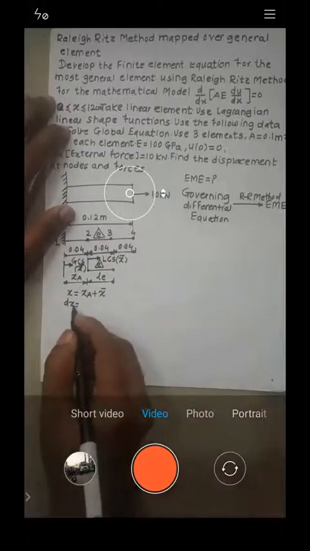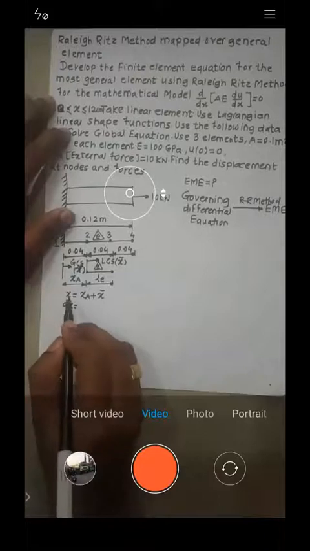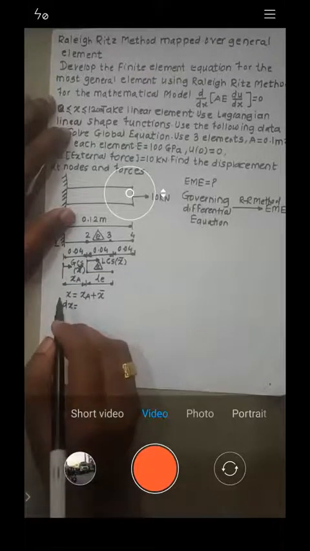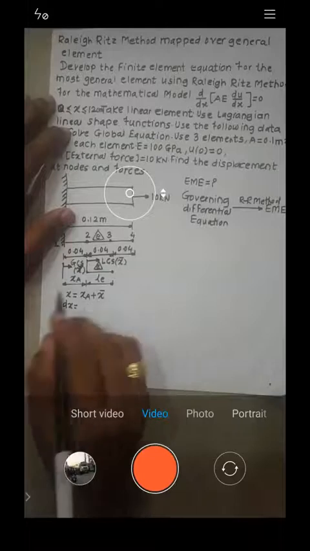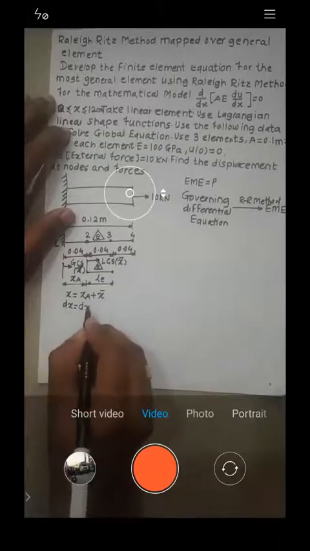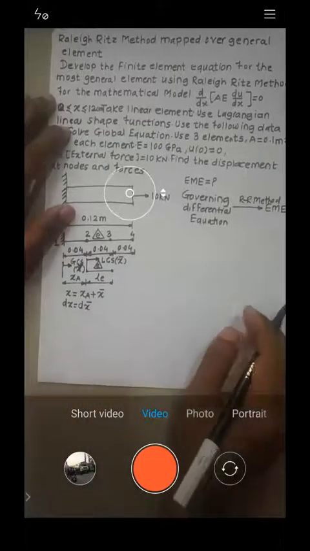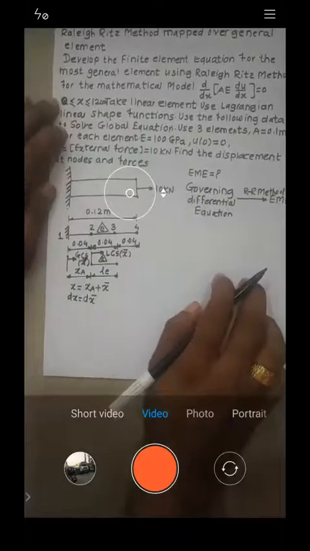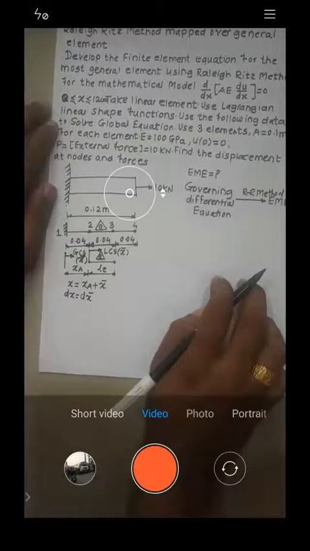Now see, if I take the derivative of x, what is the derivative of x? This xa is a constant value, and the derivative of x bar is dx bar. Is it okay? Derivative of x bar is dx bar, right? Yes or no? Let me know.